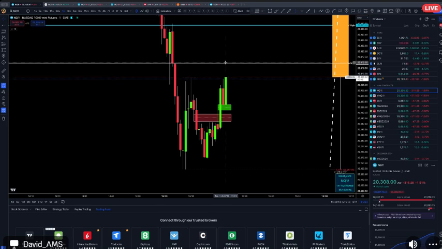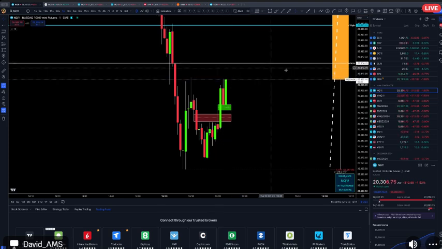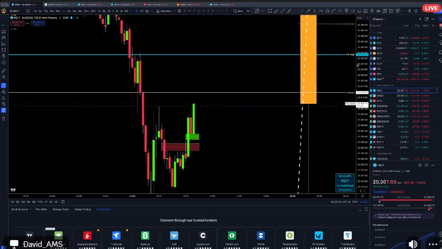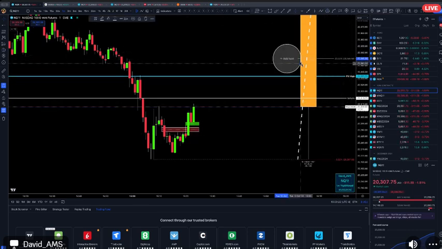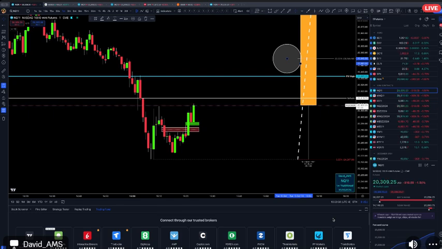There you go. Well, you should get accepted back into this range. But remember, this is your primary target. Any questions? If it goes above prior body low, then the price target would be the equal high on the daily. If we close above prior body low.